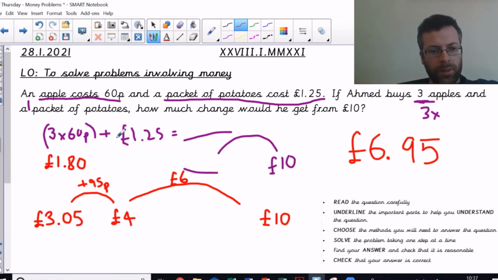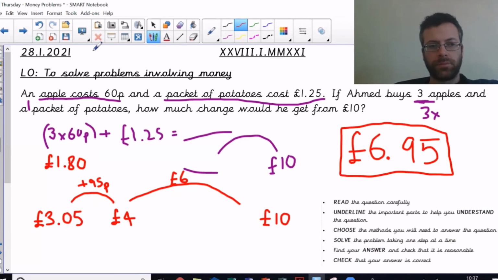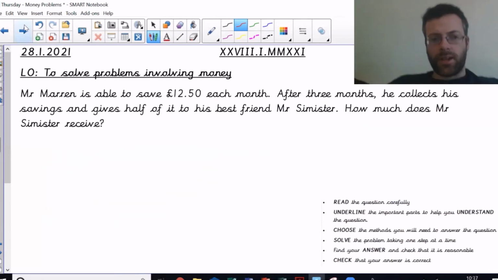Add £1 would be £2.80. Add 20p, £3, add 5, £3.05. Add 95p is going to get me to £4, add £6, yeah. So I am very confident that that is my answer. Last one before you crack on yourself.